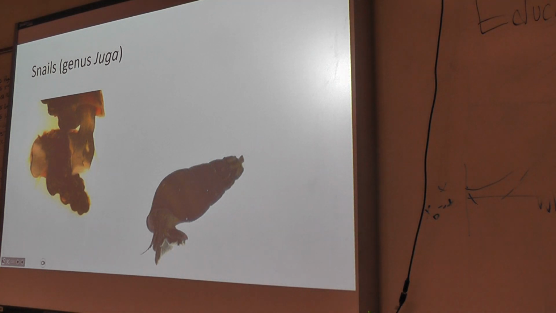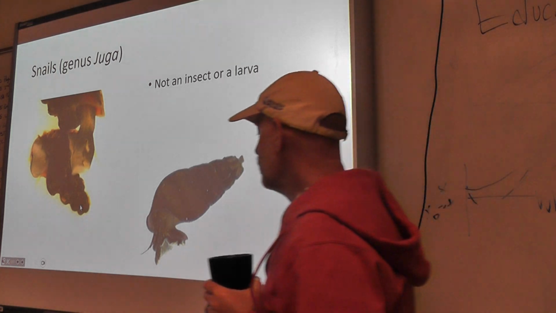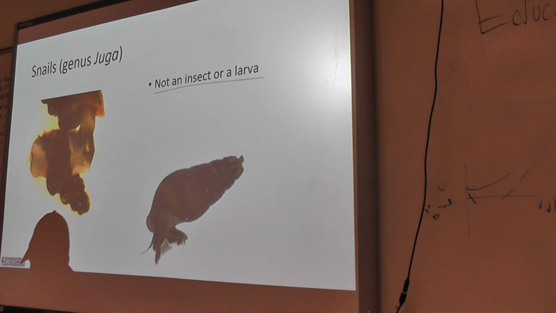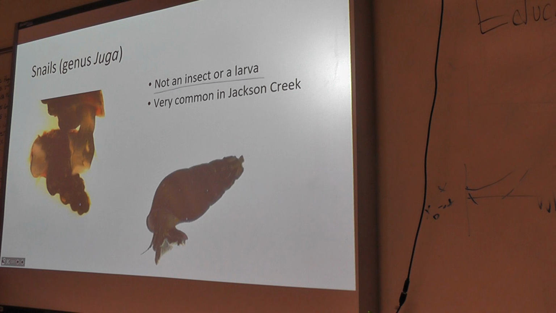And the last one that we're gonna see, these are pretty easy to identify. These are snails. Unlike the other ones, these are not arthropods, they're not insects, and they're not larvae either. They're adults. They're the most common organism that we're likely to see. When we collect today, you'll see snails. When we collect next week or the week after, you'll see dozens and dozens and dozens of snails.